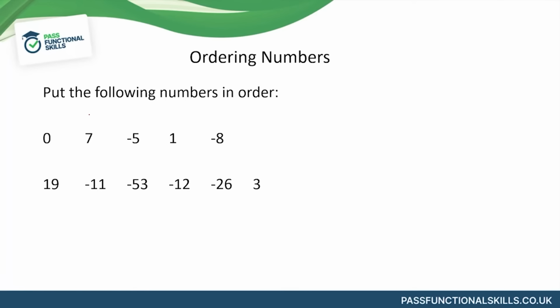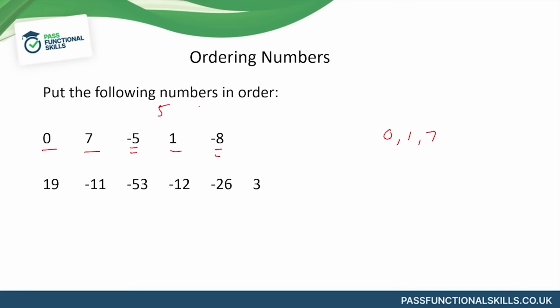On to ordering numbers. So let's put these numbers in order. First of all, hopefully you know that positive numbers are bigger than negative numbers. So let's take the positive numbers and put them in order. 0 is smaller than 1, 1 is smaller than 7. Okay, so what is bigger, negative 5 or negative 8?